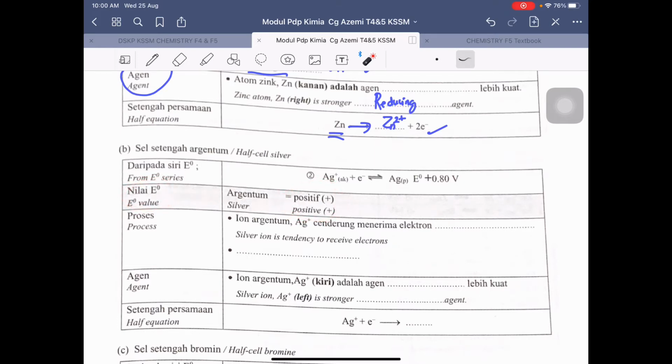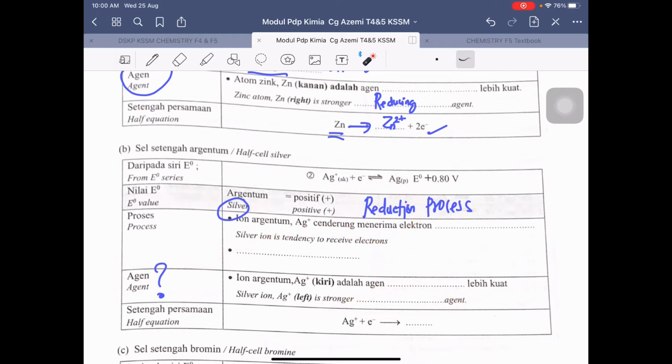And once we know that it is positive, you need to understand that it is a reduction process. Argentum or silver undergoes a reduction process. So write it big here: reduction process. So what is the role? What agent is this? I believe you can answer this one already. You know that it's a reduction process, so what is its role? What agent does it act as?